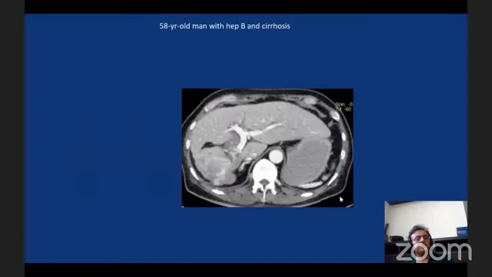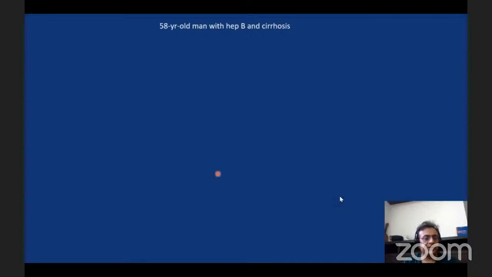Another example, a 58-year-old man with hepatitis B and cirrhosis. CT scan shows a mass here in the portovenous phase. So the question again is whether this is cholangiocarcinoma or hepatocellular carcinoma. MR throws a lot of light on this case. Let's see the MR of this patient.